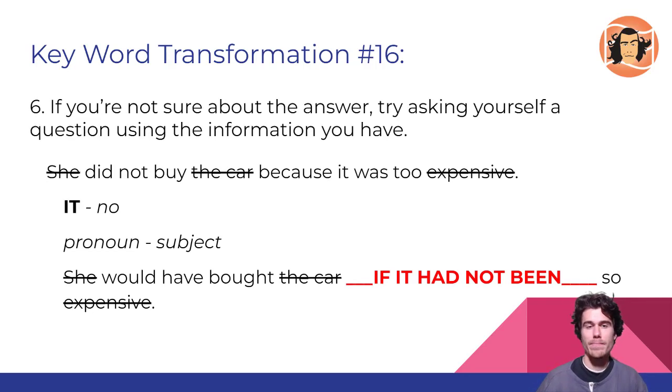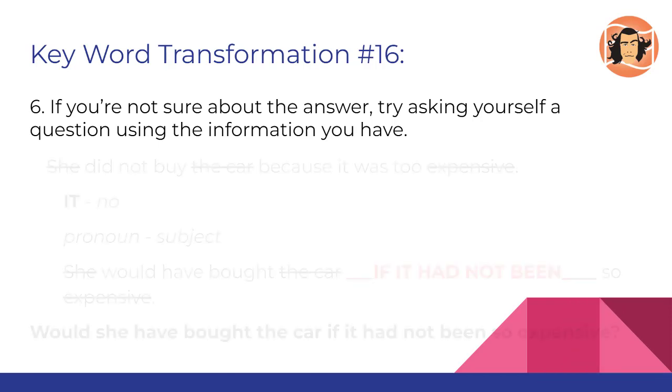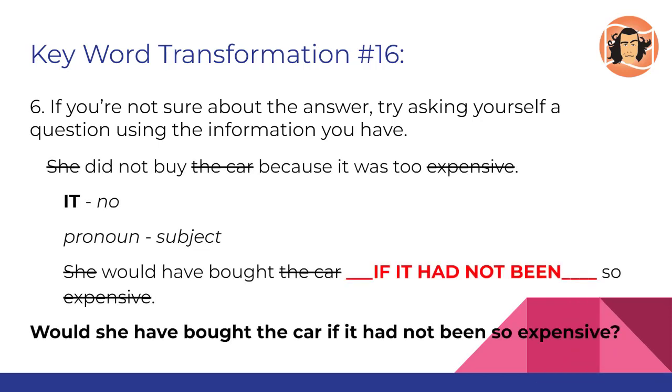So, step number 6. If you're not sure about the answer, try creating and asking yourself a question using the information in the sentence that you've completed. So again, pause the video, take a minute, try to think of a question based on the information in the sentence that you've completed, and when you're ready, press play and we'll see what question I've asked myself. Okay, so hopefully you've done that. Now, the question I asked myself is, would she have bought the car if it hadn't been so expensive?